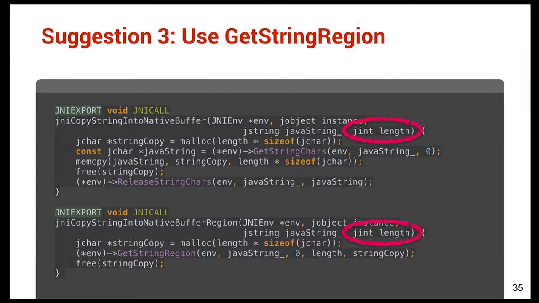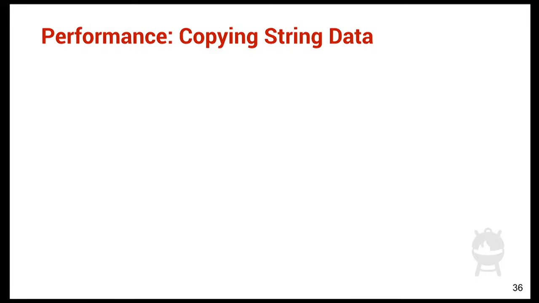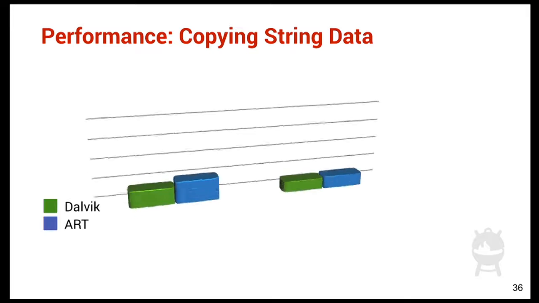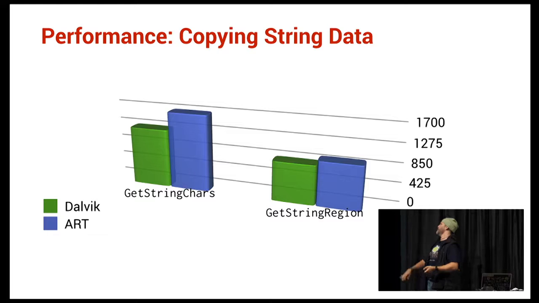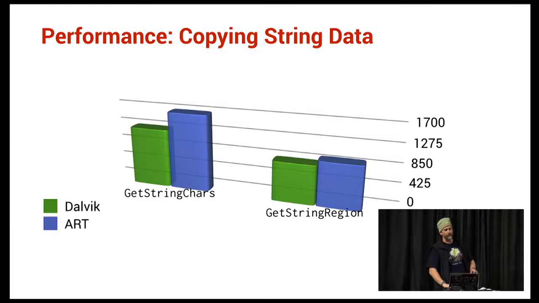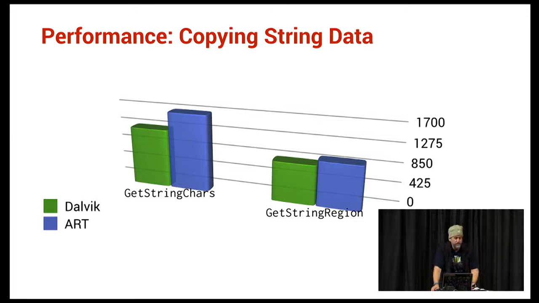Again, you're trying to avoid round trips on both sides. You're trying to avoid extra calls into the VM, or into the runtime, as I should say, from native code. And you're also trying to avoid extra calls into native code from the runtime. All right, so what does this look like after all of this? Well, it's kind of as you'd expect. GetStringRegion is way faster. You're avoiding an extra allocation, and so that's going to, in general, be good.